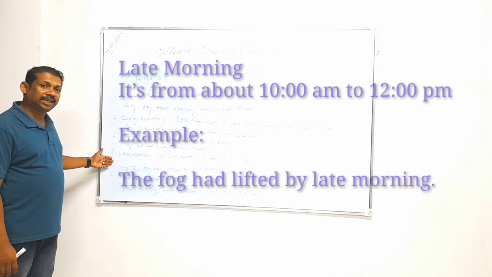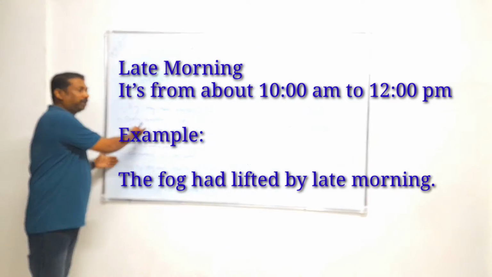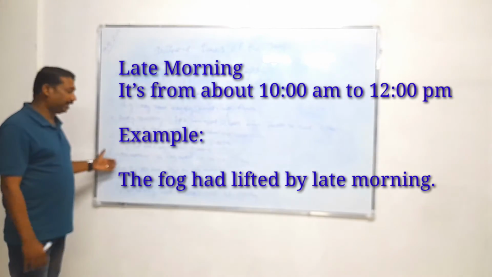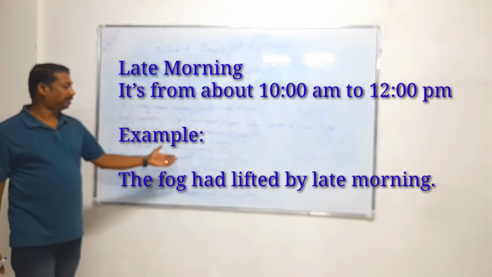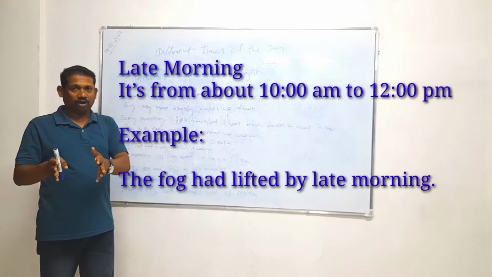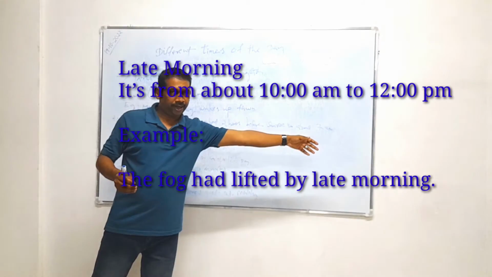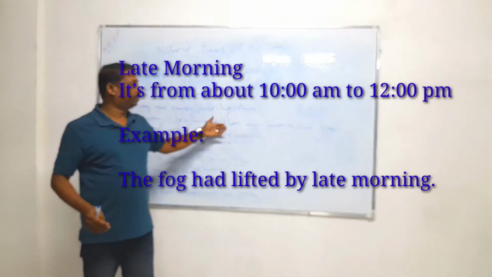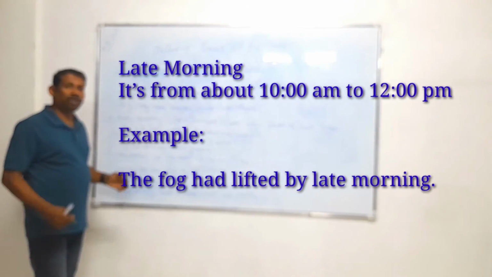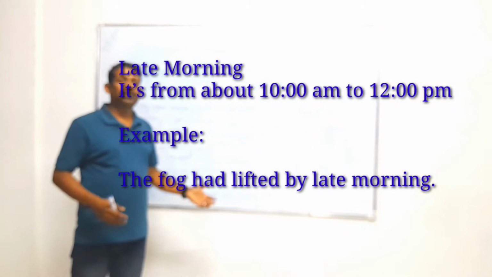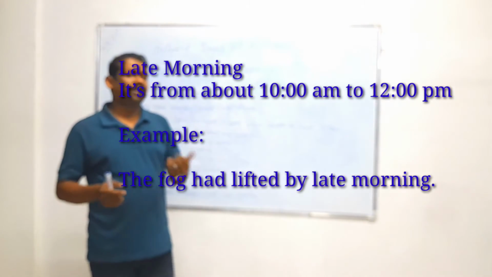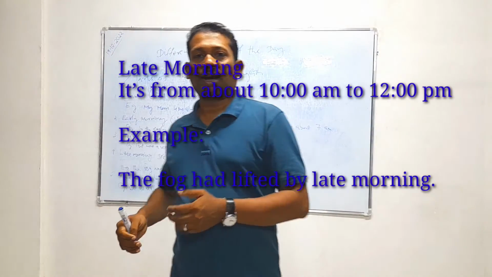Now let's see late morning. We already know early morning is from 2 hours before sunrise to about 7 a.m. Then what is late morning? Late morning is from about 10 a.m. to 12 p.m. Morning in general is from sunrise to 12 p.m. Do you understand the difference between early morning and late morning? I hope you understood that.